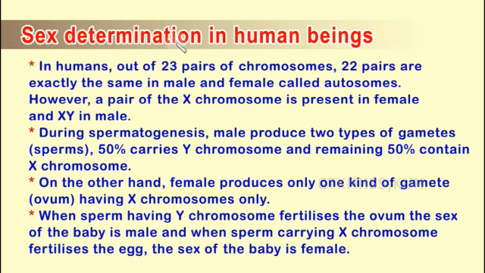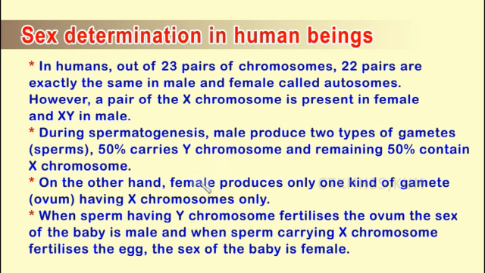Sex determination in human beings, this you have already learned. Human beings have 23 pairs of chromosomes, in that 22 are autosomes and one is a sex chromosome. A pair of X chromosomes is present in the female and XY in the male. So XX in female and XY in male. During spermatogenesis the male produces two types of gametes. In those gametes 50% will have the X chromosome and 50% will have the Y chromosome.